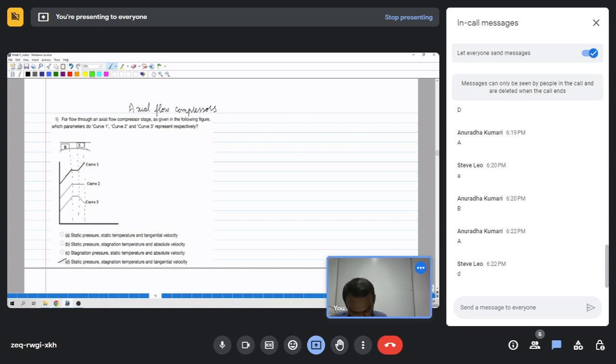And curve 2 represents stagnation temperature. So stagnation temperature also increases at the rotor stage and then remains constant, and during the stator it will also remain constant, because only the pressure is converted to the thermal component. And the tangential velocity initially increases and then remains constant, and then during the stator, where the velocity head is converted to the pressure head, the velocity decreases.